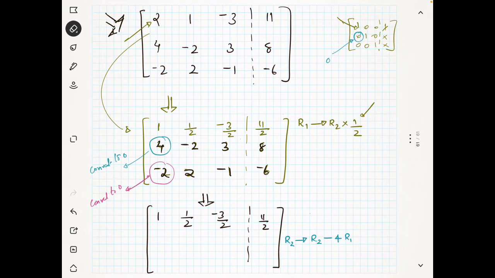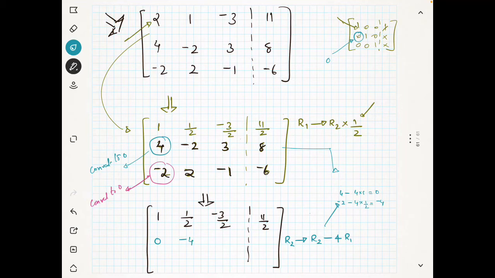So you see here that it's nothing but your 4 minus, I am talking about the row 2. Now it's 4 minus 4 into 1, this becomes 0. So I get 0. Now the second part is minus 2 minus 4 into 1 by 2. This becomes minus 4, right? So this becomes minus 4.